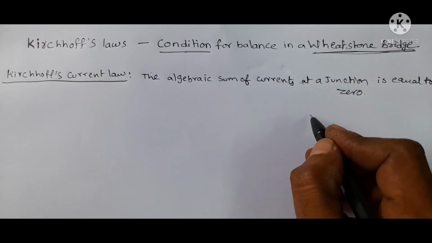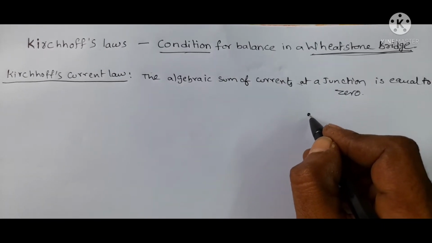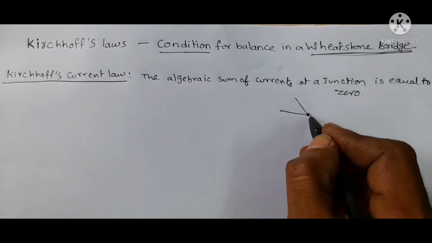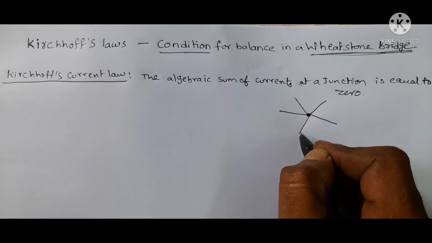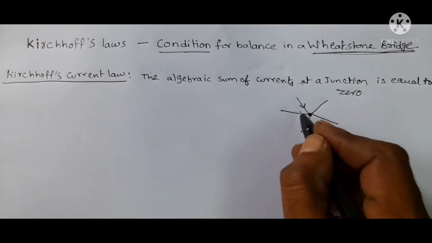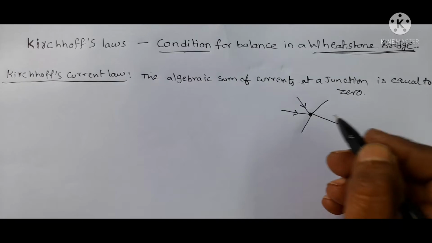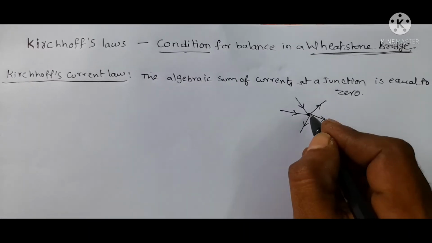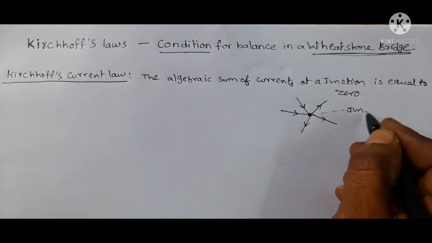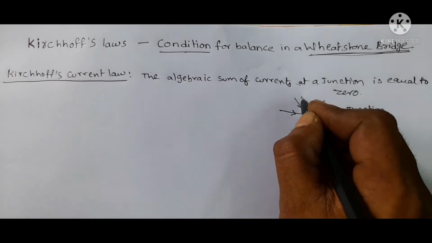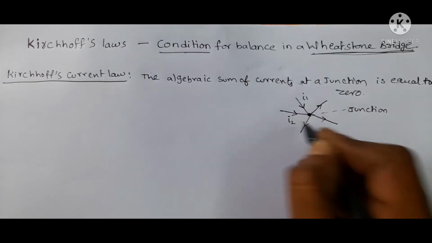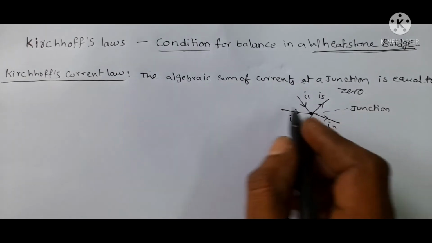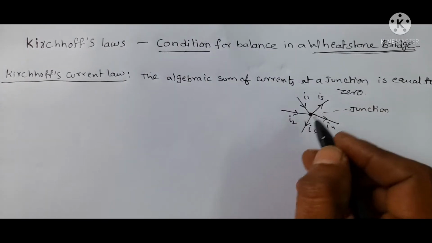So you can write here, for example, this is a junction, Dornakal junction, let us say. So many trains are coming and going. Incoming trains can be represented with arrows towards the center junction. Outgoing trains will be away from the junction. Say these are the current trains, electricity trains, I1, I2, I3, I4 and I5. Algebraic sum means incoming can be considered as positive, outgoing as negative.